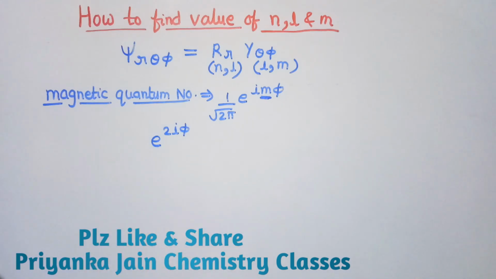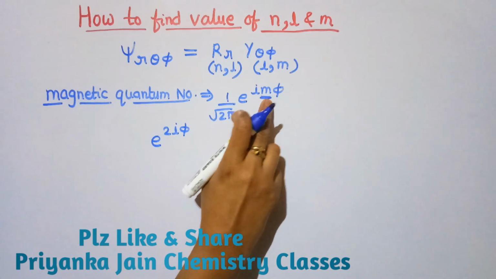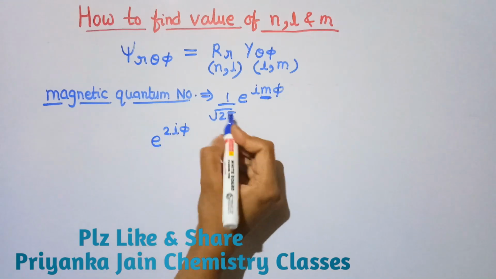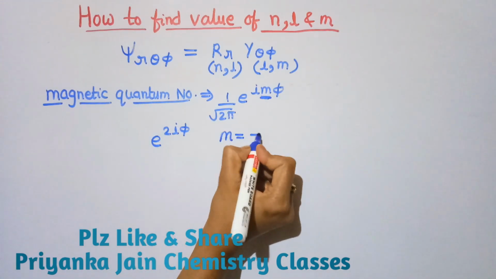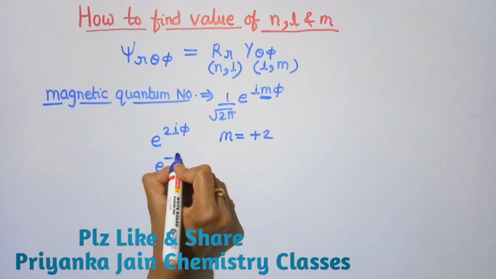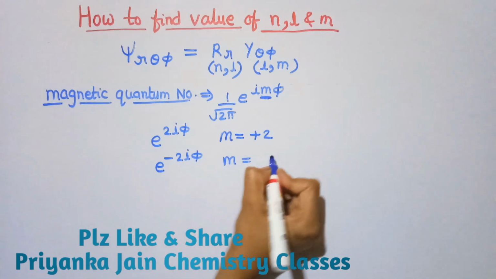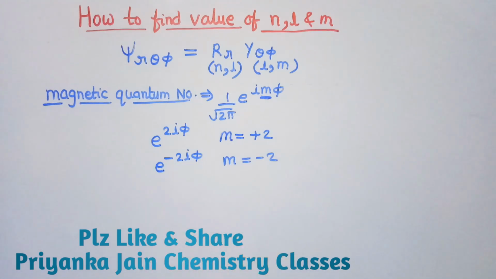We have been given this form. Now you can see here, this is iota phi as it is, and this is the value of m. It means m's value is plus 2, right? If we are given e to power minus 2 iota phi, then the value of m will be equal to minus 2, in this way, right?